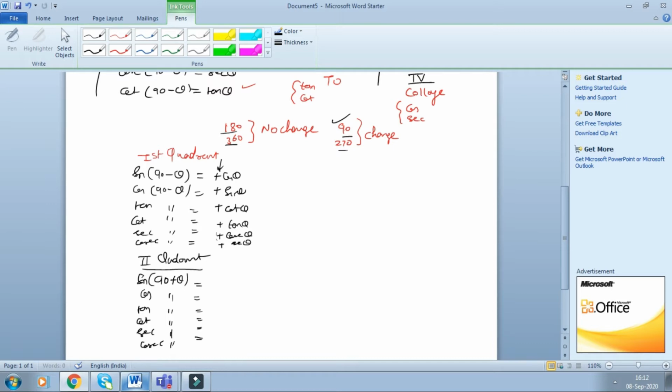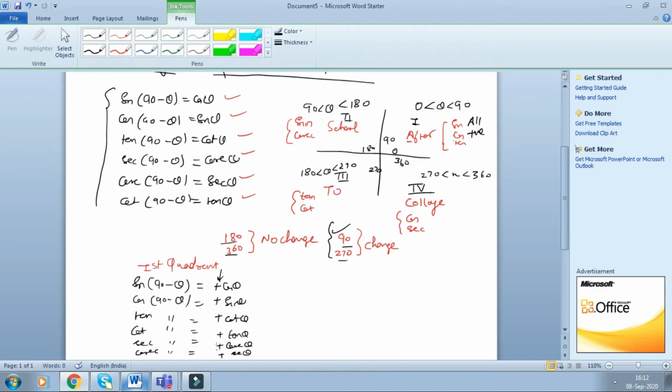See, this is 90. First of all, you have to use this rule. In case of 90, you have to immediately change. Sine changes into cos, cos changes into sine, tan changes into cot, cot changes into tan, sec changes into cosec, and cosec changes into sec. Now another thing you have to take care about is their signs. Now the signs you have to check from here.